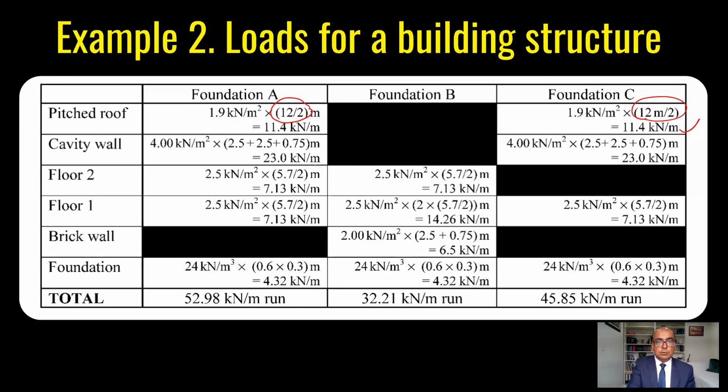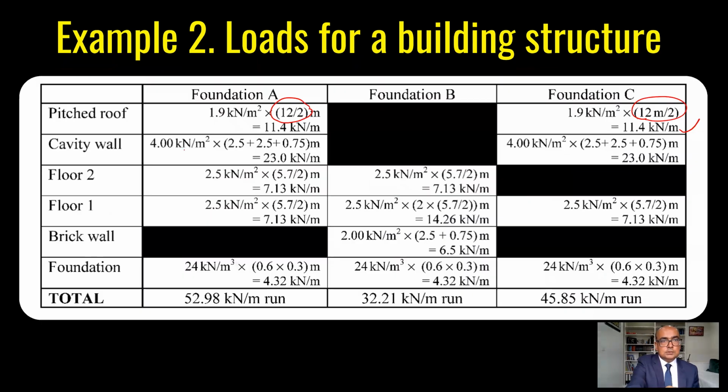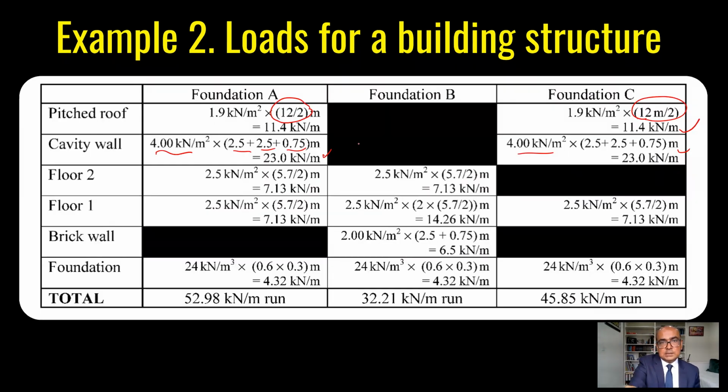And then we have cavity wall. The loading of cavity wall is 4 kilonewton per meter square. We just have cavity wall at the outer edges. The length of cavity wall is 2.5 plus 2.5 plus 0.75. So if you multiply 4 with the height of the wall, you will get the loading. So 4 times height of the wall, 2.5, 2.5, 0.75, we get this value. And again, foundation C will have cavity wall as well. So we are getting 23 kilonewton per meter. As foundation B does not have cavity wall, this portion is grayed out.